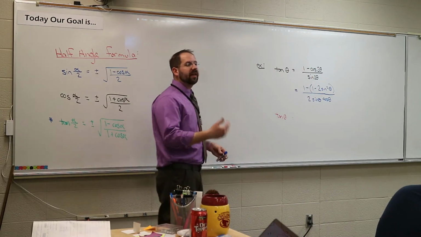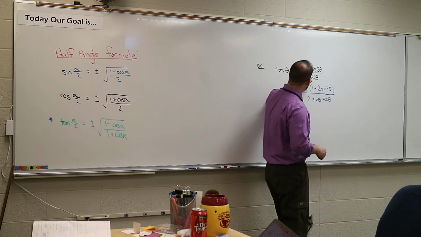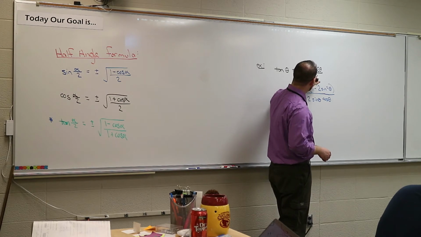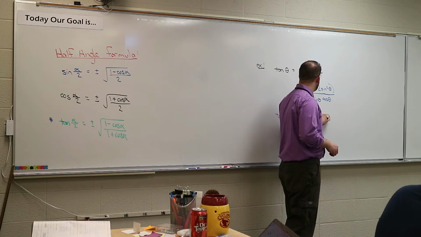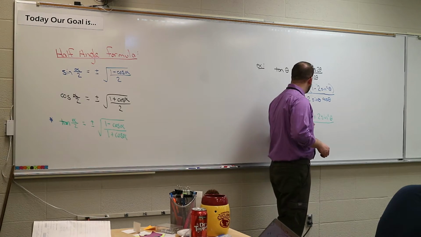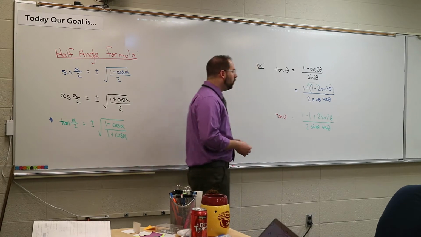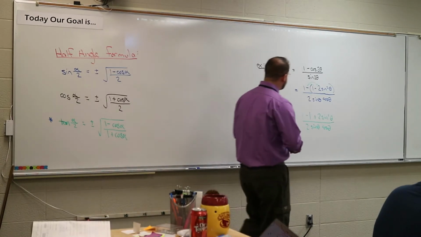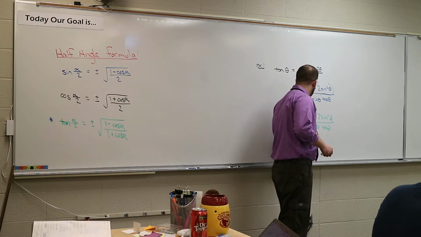All I'm going to do is simplify this problem down to show you that it does make tangent. If I distribute the negative sign through the parenthesis, what I have is 1 minus 1 plus 2 sine squared theta. On the bottom I have 2 sine theta cosine theta. The ones most definitely cancel out here, so I'm left with 2 sine squared theta on the top over 2 sine theta cosine theta.